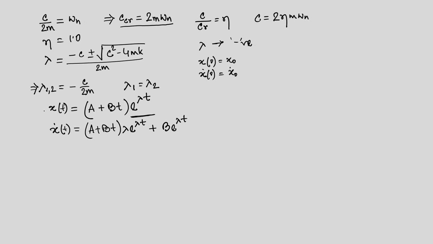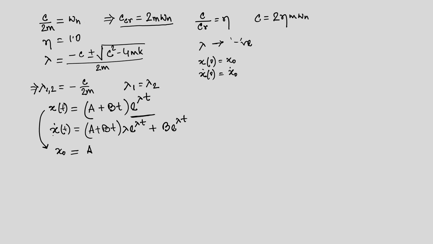So, let us satisfy the first condition. In this case, we have x naught which is equal to A will remain as is, t is 0. So, this B times t will vanish. So, we have A times e to the power lambda t, and this will be equal to 1. So, we have the first solution A which is equal to x naught.